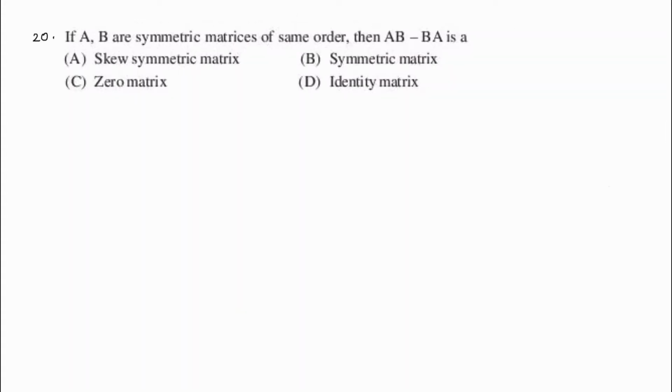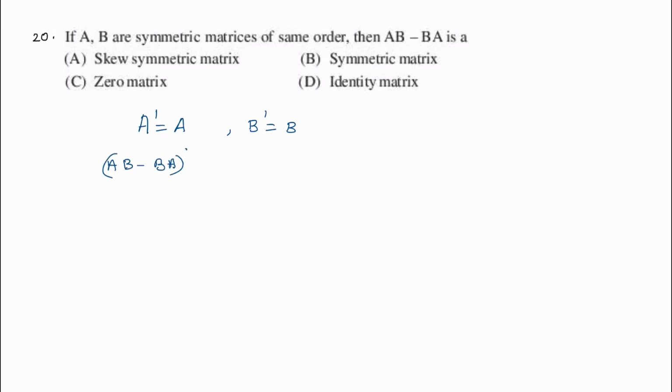Question 20. If A, B are symmetric matrices of same order, then AB minus BA is, we have to check whether it is skew symmetric, symmetric, zero, or identity matrix. A and B are symmetric matrices. We know the definition of a symmetric matrix. A dash is A and B dash is B. Now let us check for AB minus BA.